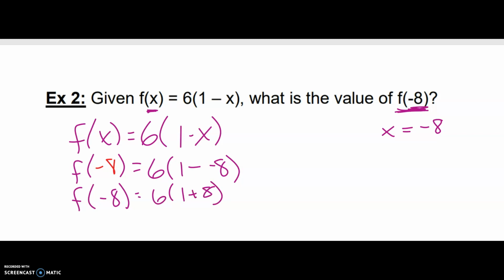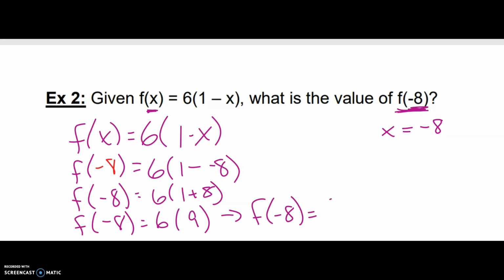So we have 6 times 1 plus 8, because minus a negative changes it to plus. F of negative 8 is equal to 6 times 9, and 6 times 9 is equal to 54. So this is telling us that when we have an x value of negative 8, when we plug it into this function that we've been given, we end up with the number 54. So if our independent variable is replaced with the number negative 8, then our dependent variable becomes 54.